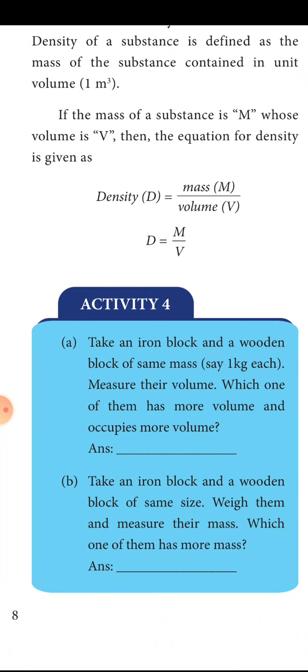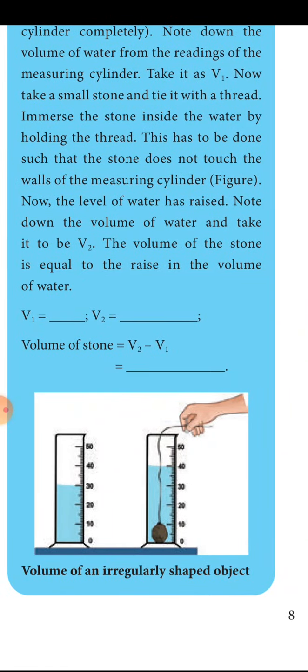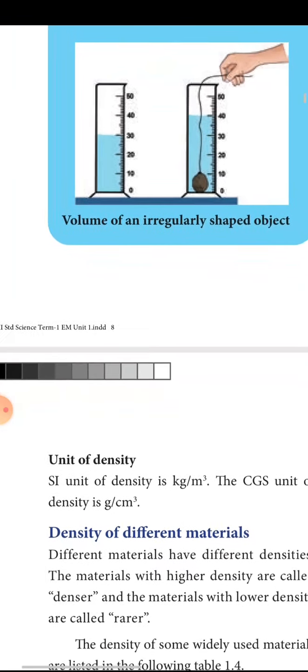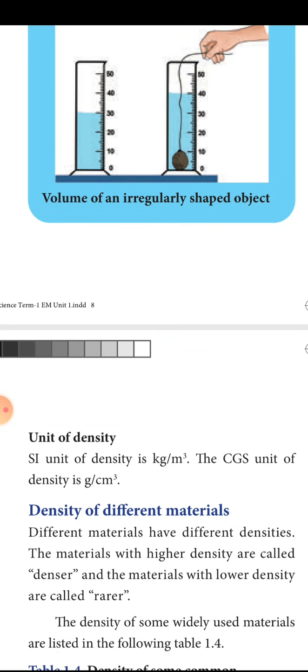Here the activity: with an iron block and a wooden block of the same mass, measure their volume, then you can find out your density. More mass will have more density. Unit of density I said as kg per meter cube. If it is in CGS system, kg will be in grams and meter will be in centimeter.